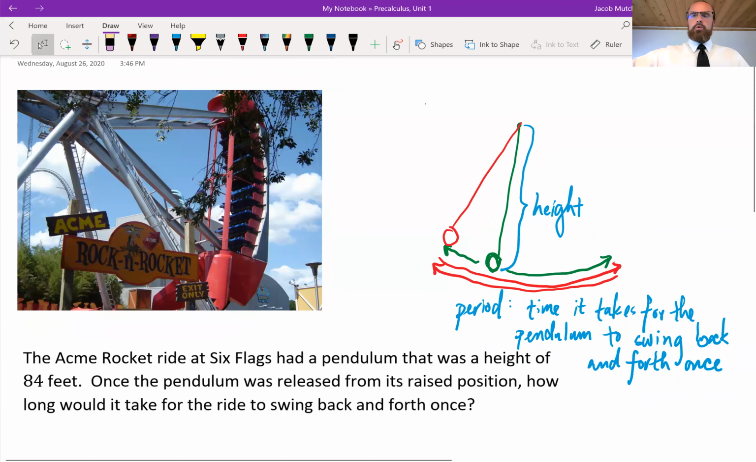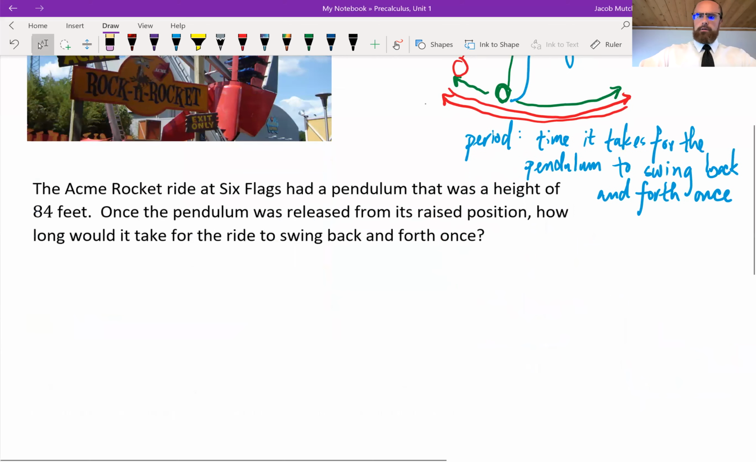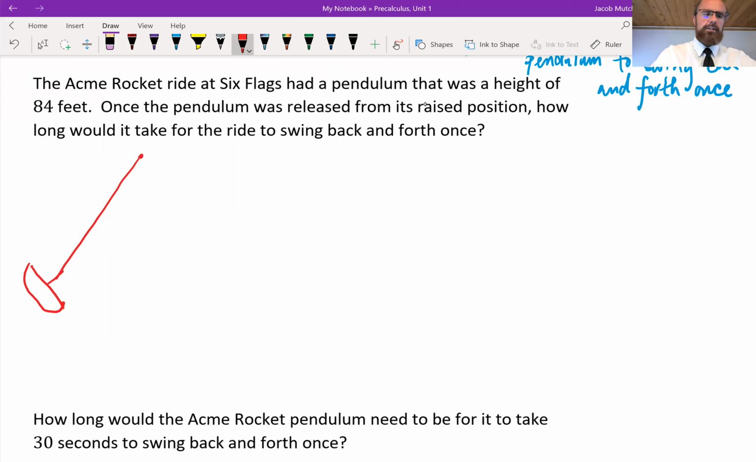Well, let's take a look at this question about the Acme rocket. So we're going to give ourselves a formula, and really before that, let's just sketch it again so we've got the measurements here on our specific example. So here is the Acme rocket. That was a ship that was attached to the end of a pendulum. And the claim here is that that was 84 feet long. And our question is, what's the amount of time that it would take for the Acme rocket to swing to the right and back to the left?